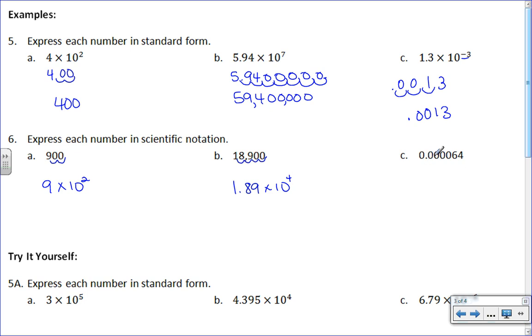We have 0.000064, so we move the decimal 1, 2, 3, 4, 5 places, right past the 6, because 6.4 is between 1 and 10. And we move 5 places, but this is a very small number, so this should be a negative exponent. 6.4 times 10 to the negative 5th.